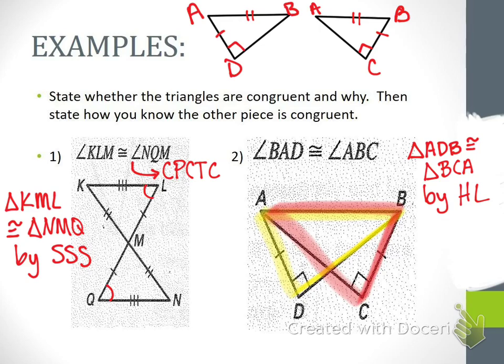Remember, we have to be careful how we state our triangle congruence. We got to go in the right order. And now that I've said that those triangles are congruent by HL, I could go back to talking about, angle BAD is this one up here. ABC is that one up there. And yes, they would be congruent by CPCTC.